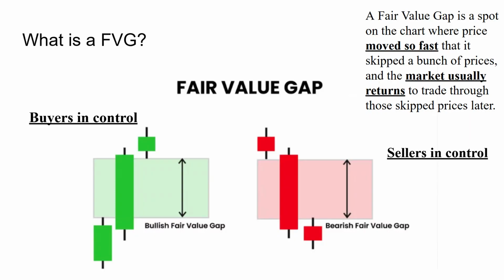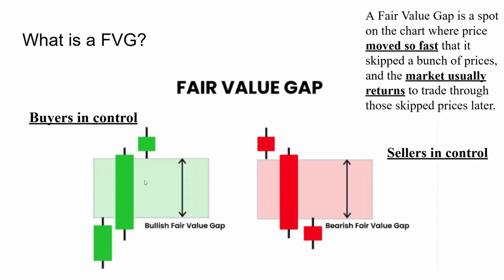So obviously, people wonder what is a fair value gap. Put very simply, a fair value gap is just a spot on the chart where price moves so fast that it skipped a bunch of prices, and the market usually returns or retraces to trade through those skipped prices later. We see two examples of a bullish and bearish fair value gap. If you need more of a technical definition of that, you can see other videos. This video is not about that.